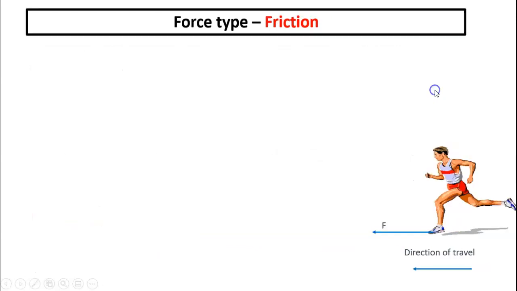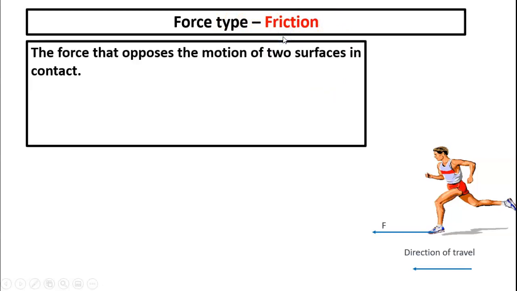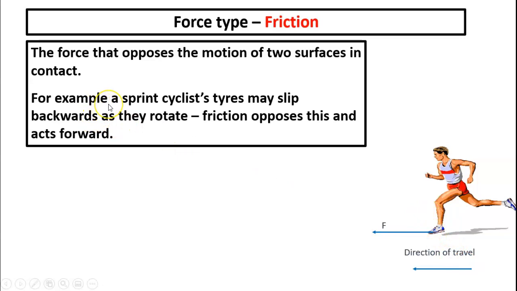Now, if we move on from here, let's have a look at our next one. So now we are looking at our horizontal forces, and we're going to start off with looking at the horizontal force of friction. Friction refers to the force that opposes the motion of two surfaces in contact, foot and floor. So in this case, the friction force, as you can see here.